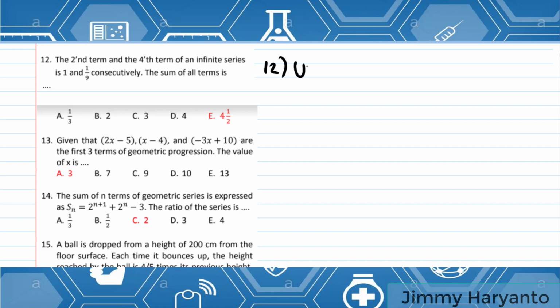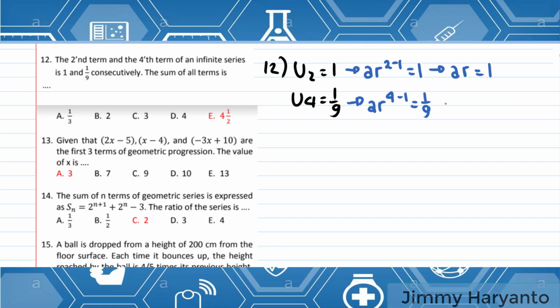Next is number 12. Number 12, I have the second term, so U2 equals 1. And then the fourth term, U4 equals 1/9, for an infinite series. Infinite series means geometric series. So we have to find the a and the r first. From this one, I will have ar to the power of 2 minus 1 equals 1. So the simplest form is ar equals 1. For this one, I will have ar to the power of 4 minus 1 equals 1/9. So I will get ar cubed equals 1/9.